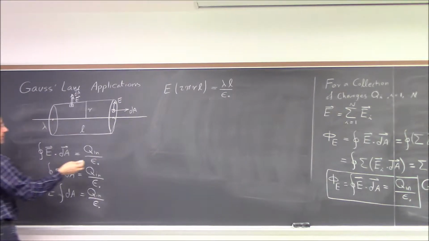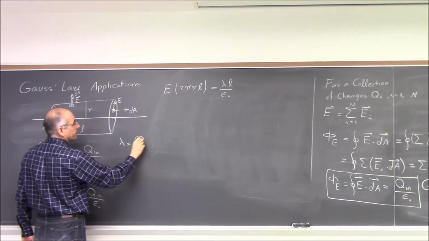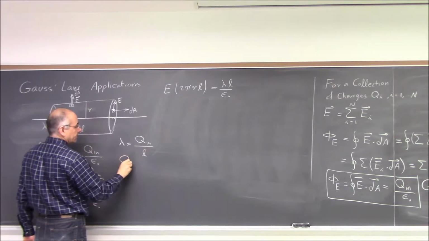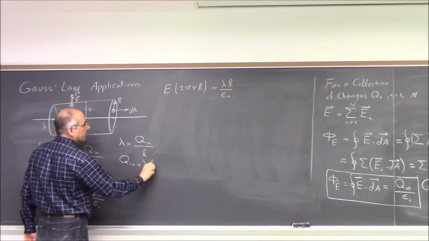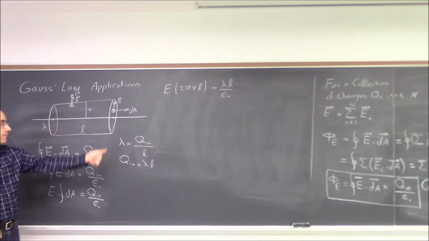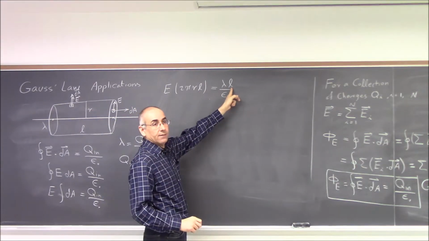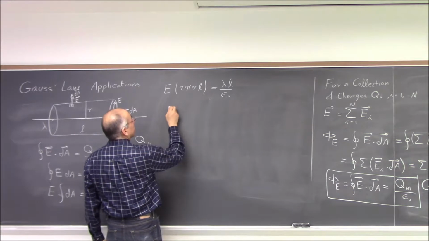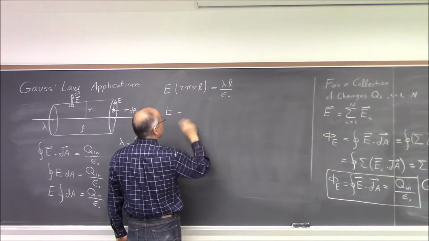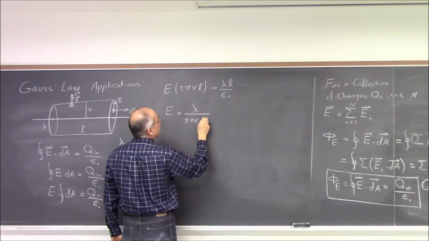So remember, lambda is equal to the charge Q inside divided by the length. So Q inside is lambda L. So instead of Q inside here, put lambda L, and that's Q divided by epsilon naught. And what happens to L? Gets cancelled. So you get the electric field. L cancels, you bring this over, it becomes lambda over 2 pi epsilon naught r.